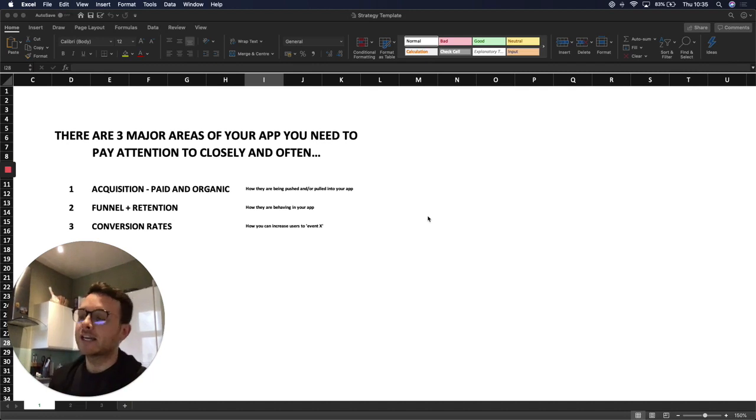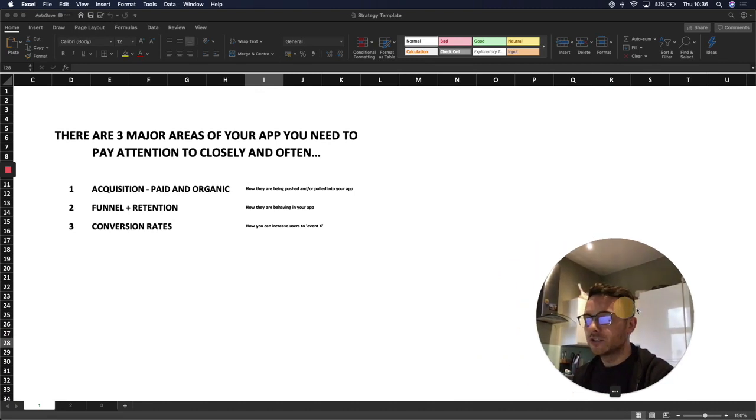To give you a bit of a recap, we're looking at how this can bring three different separate views into one framework, into one modeling process. That's acquisition, which you can look at both paid and organic if you would like, the funnel and retention analysis, and the conversion rates of your product. This gives you a really well-rounded approach to understanding what you need to be doing across both advertising and your product optimization to really get the most out of your budgets.